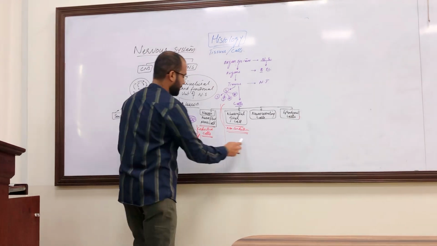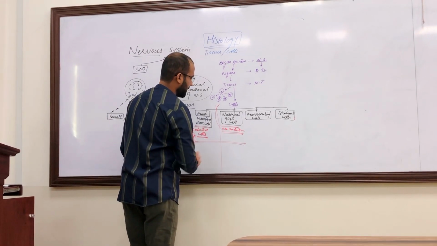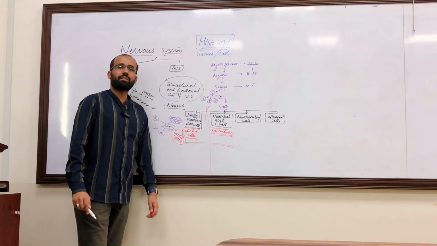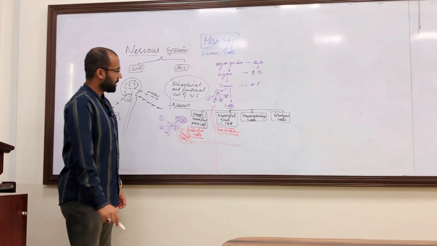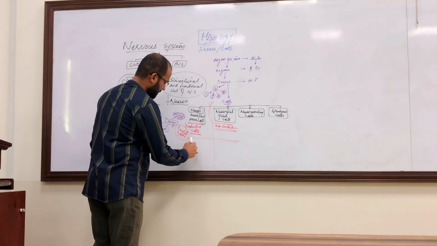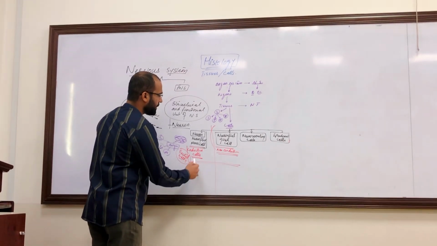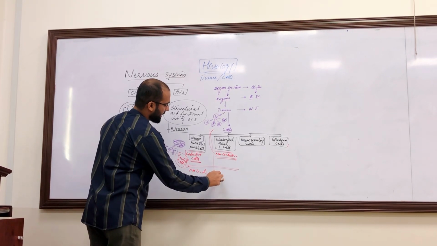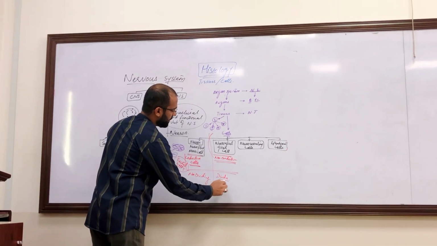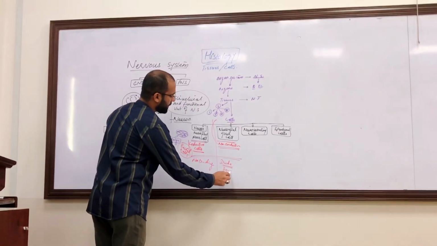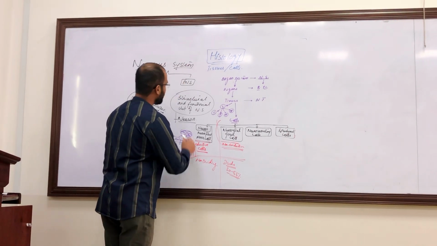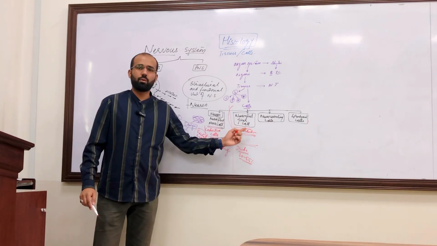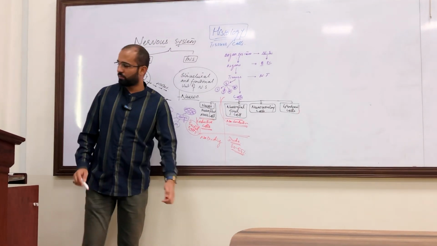And one more major thing about neuron and the neuroglial cells: neuroglial cells can regenerate. They have that dividing potential. But the neurons don't have any potential to divide. They are non-dividing cells. And 50 to 55% of the nervous system is made by neuroglial cells, not by the neurons.